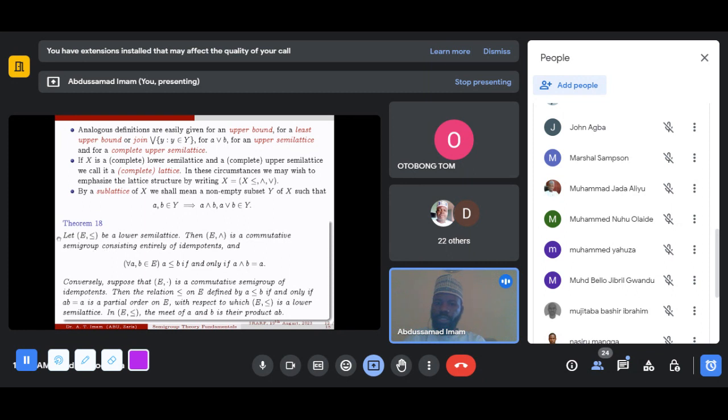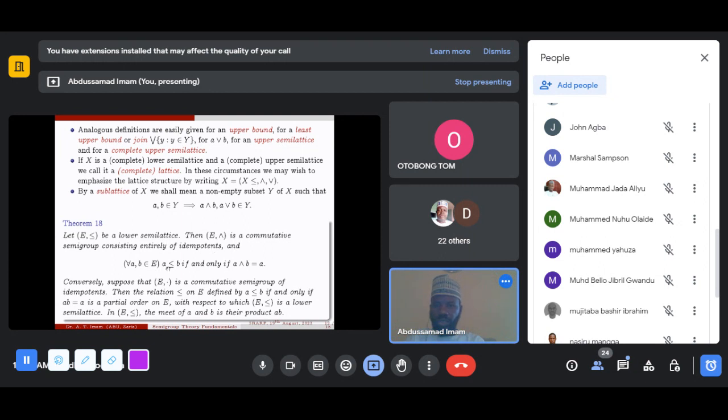Now this is the single most important theorem that we are trying to discuss here. If you have a lower semilattice, you remember the definition: it is a partially ordered set in which any two elements have a meet. The meet of any two elements exists and it is unique. Then, given a lower semilattice, I can define from it, using the meet as a binary operation, a commutative semigroup consisting entirely of idempotents.